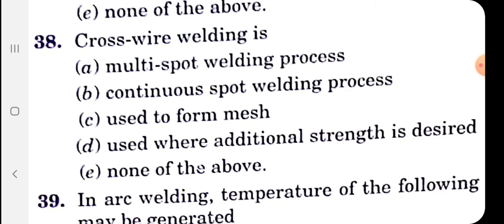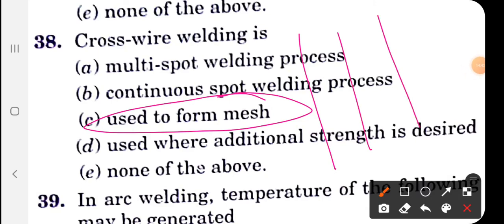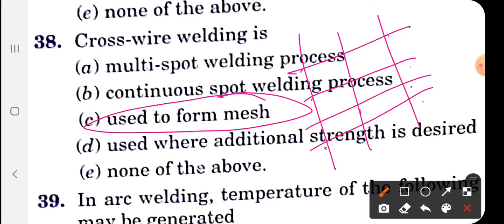38. Cross wire welding is C, used to form mesh. If you want to form a mesh for a garden, the cross wires are welded by projection welding. So that is used to form mesh.